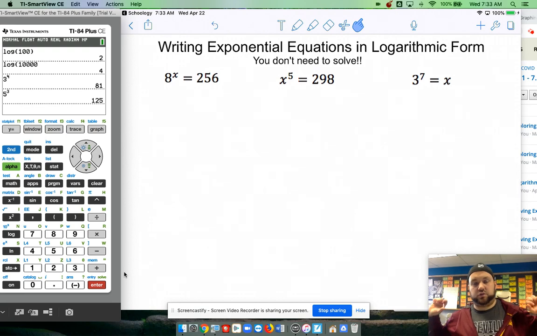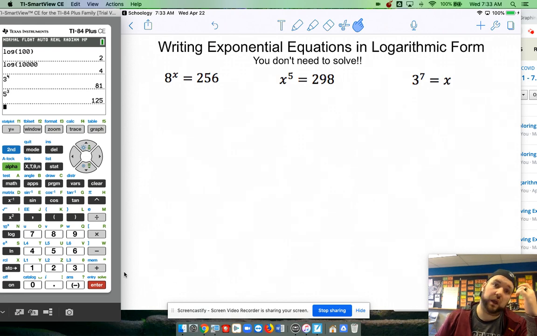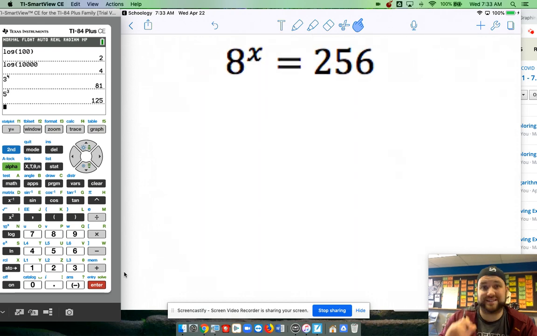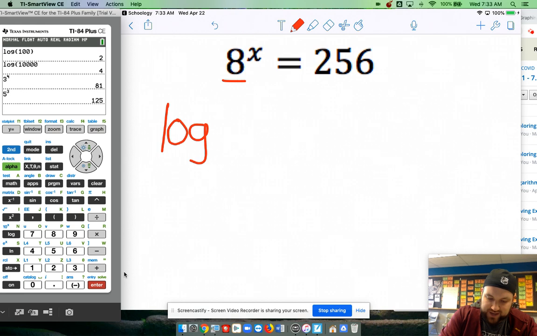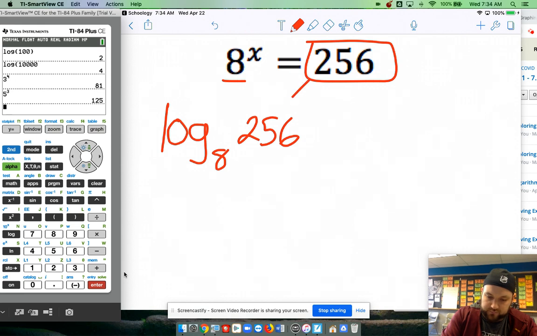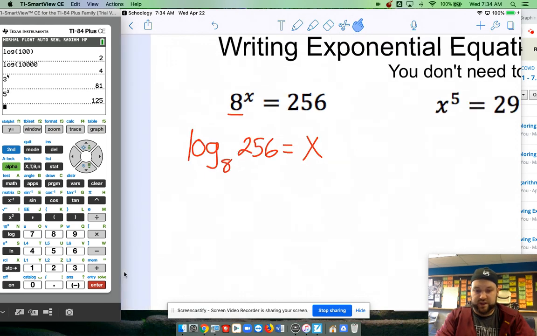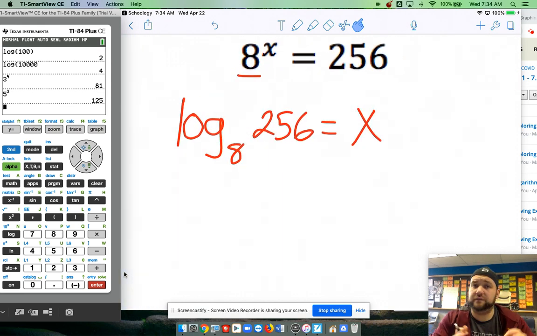So, writing exponential equations in logarithmic form. I want to do the exact same thing. We're not going to actually solve it, but as we go into 7.5, I want to get used to writing this as a logarithm, even though it has a variable in it. So if I were to go log, here's my base, 8. Next is my argument, which comes from the other side of the exponential equation. Equals, nope, not 8, equals x, which is the exponent. Again, all I've done is rewritten it.